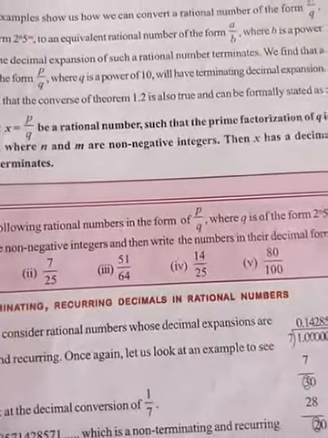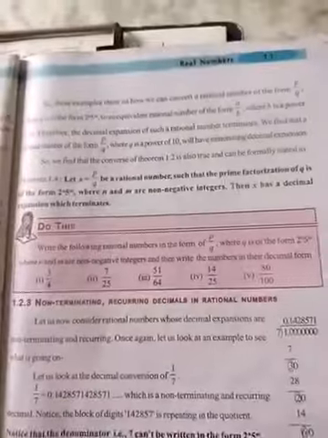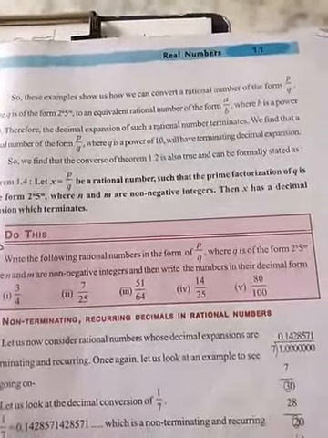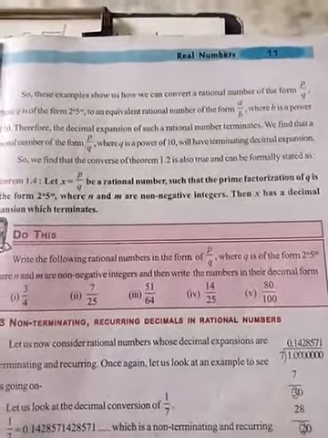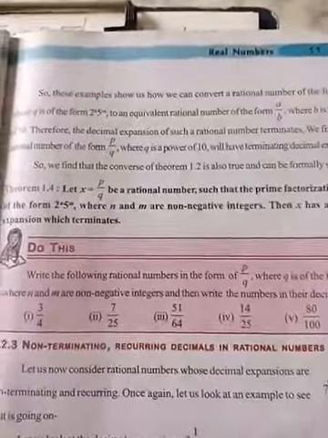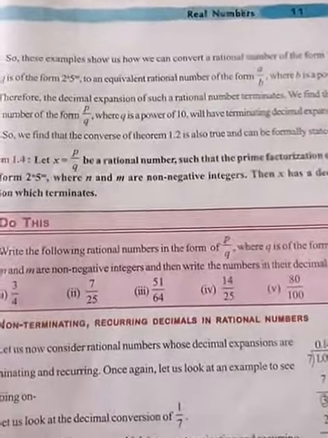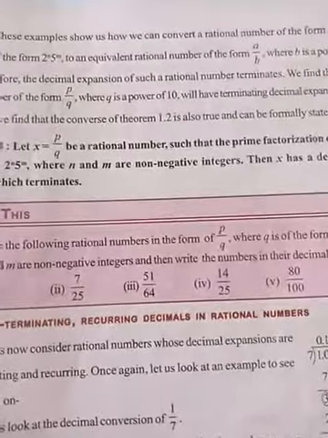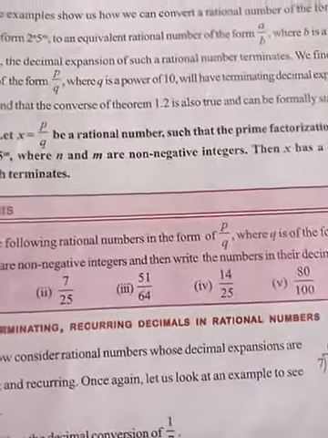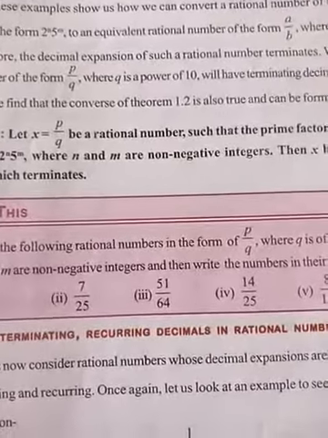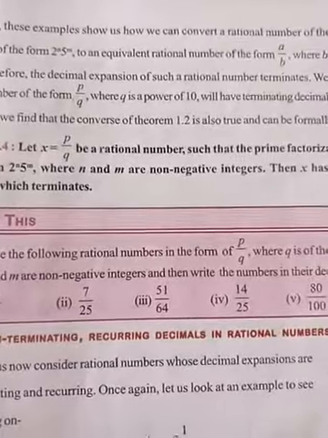Here, x is p by q. If q is in the form of 2 power n into 5 power m, then x is a terminating decimal. That means the decimal terminates. So it is just the converse. The first statement is written as the second, and the second is written as the first. That is nothing but the converse.